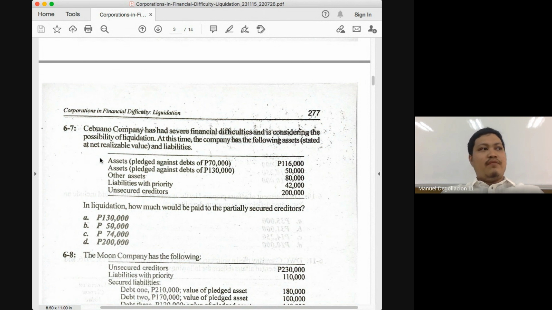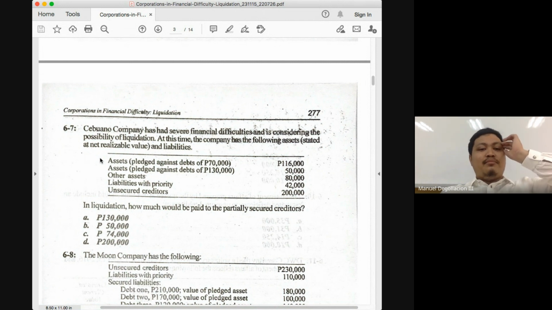And how do we arrive at your net free assets? You start with your other free assets, then you add the excess from the fully secured liabilities, and then you deduct the unsecured but with priority. For your denominator, you will start with your unsecured without priority, and you add the unsecured portion of your partially secured liabilities. So let's start computing our recovery rate. Let's start first with our numerator.